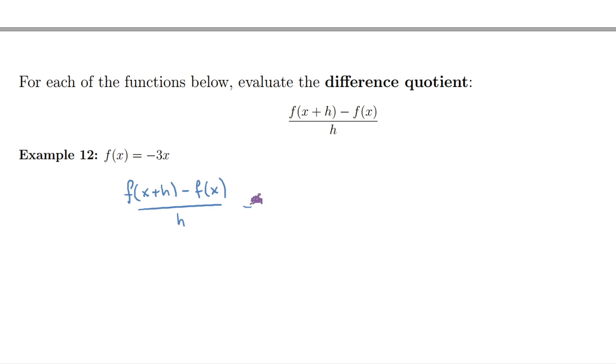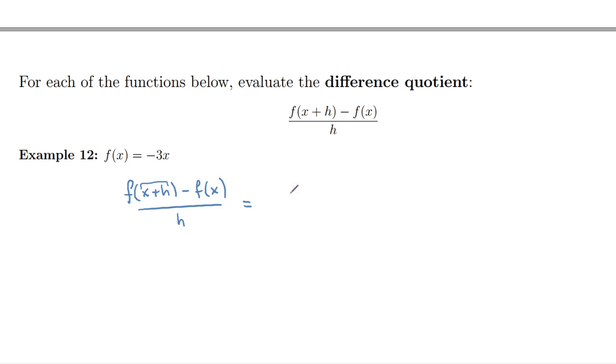We can try to compute this or simplify it as much as possible. The only trick to this really is the first part: what is f of x plus h? In order to compute that, all you do is replace anywhere that you see an x in the function with an x plus h. It's as if you're plugging in x plus h instead of x, which we saw in the lecture on composition of functions. This is effectively a composition.